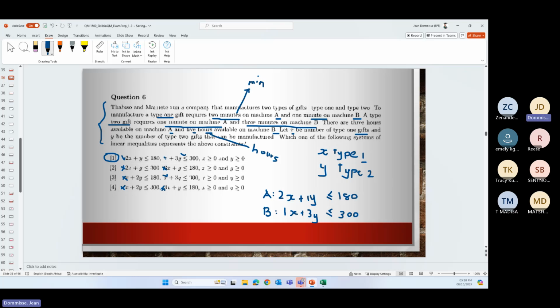So again, it's a bad view of the old exam paper. It was a paper-based exam, so the view is a bit sketchy and not that great. So the x plus 3y is smaller or equal to 300. Okay, so option 1 would have been the correct one.